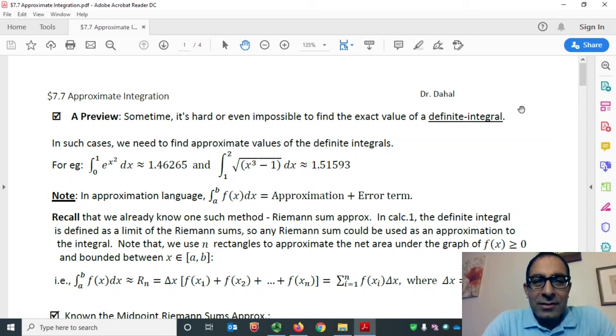In today's class, we learn approximations for definite integration. So let me start the class right away.